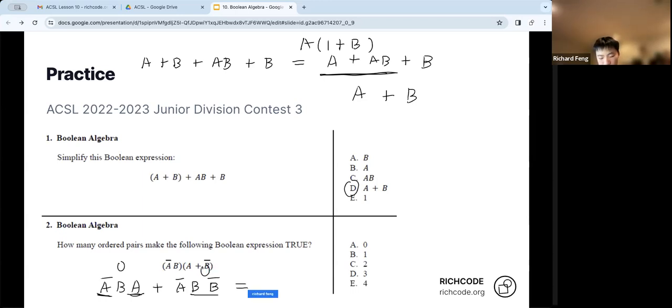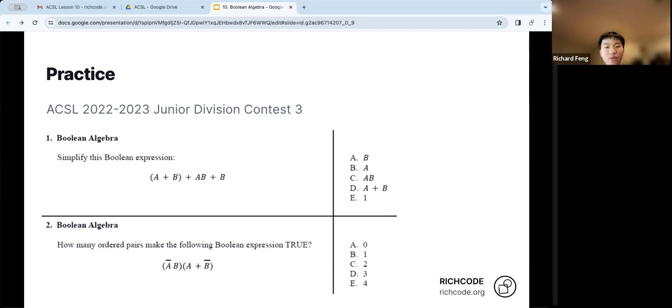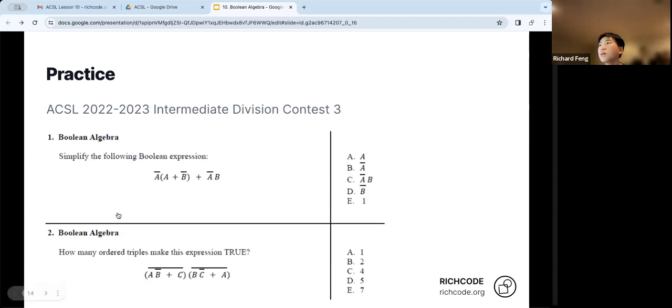So it's going to be 0 or 0 since both terms are 0. So it simplifies down to 0. So this will always be false. So no terms will make the expression true. So the answer is 0. A for question 2. Does anyone have any questions? Okay, if not, then we will move on.